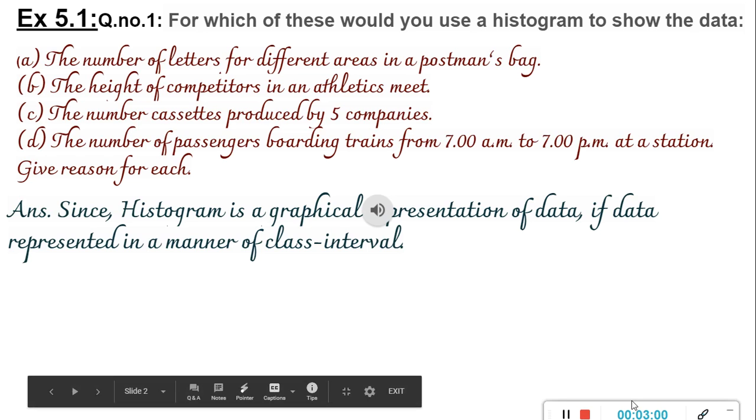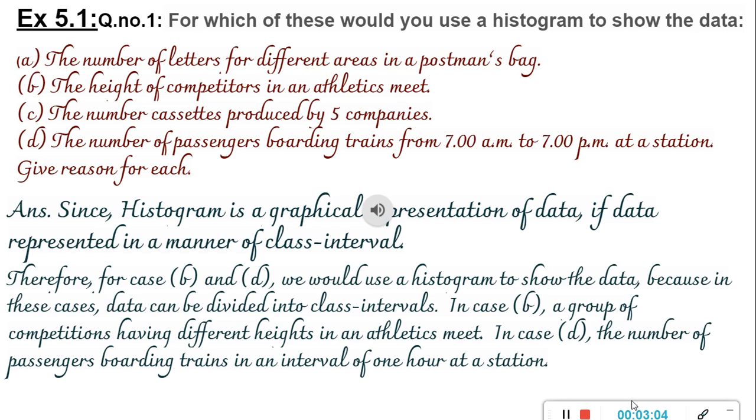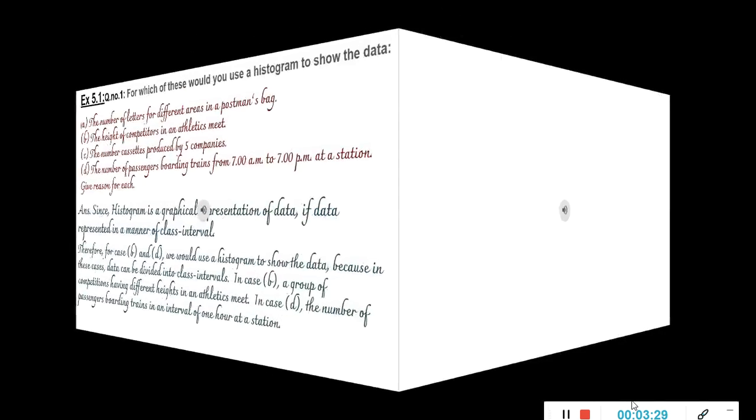So, what is the answer? For case B and D, we would use a histogram to show the data because in these cases, data can be divided into class intervals. In case B, a group of competitors having different heights in an athletic meet, right? In case D, the number of passengers boarding trains in an interval of 1 hour at a station. Clear? Okay.